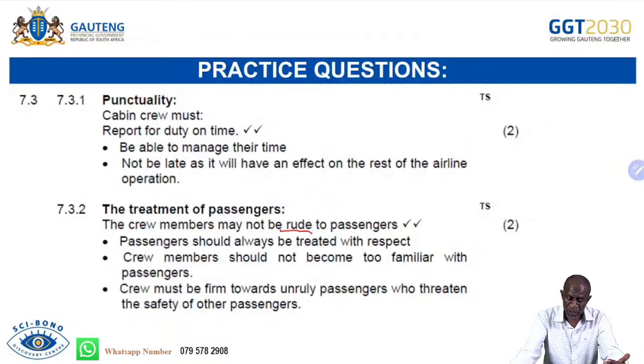So you must always guard the space, so that you do not end up focusing much of your attention on certain passengers in the flight and leaving out the rest. So you must watch the kind of space that you create between yourself and your clients. Crew members must be firm towards unruly passengers who threaten the safety of other passengers. So we need to be firm in applying the rules of the company that we represent.